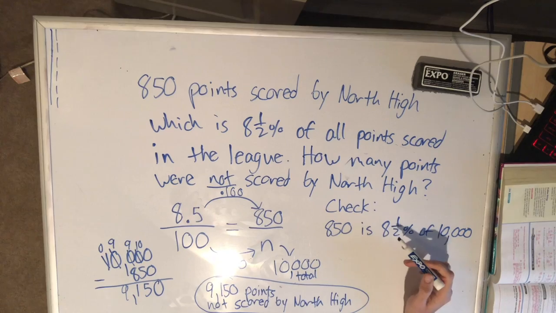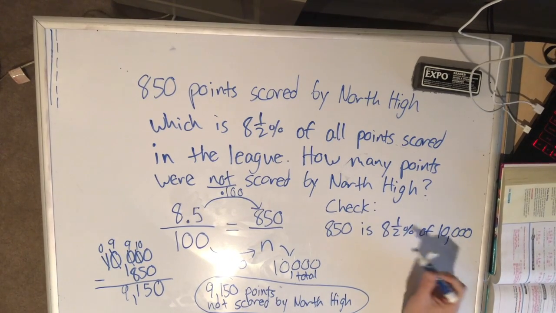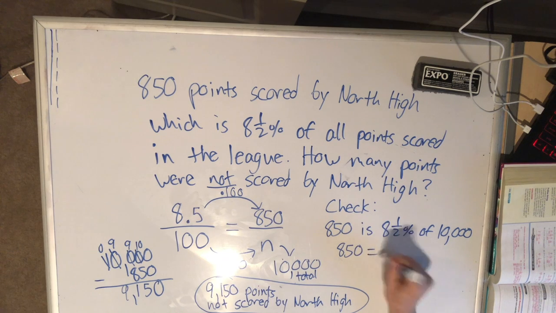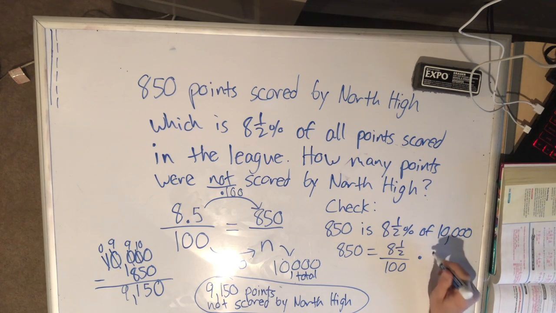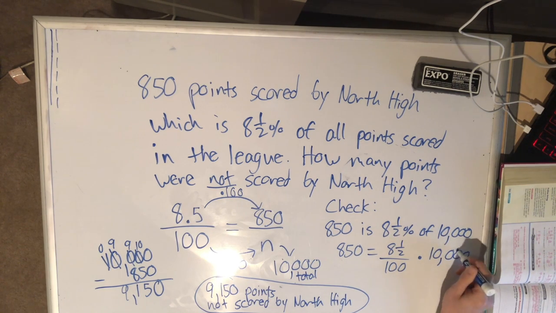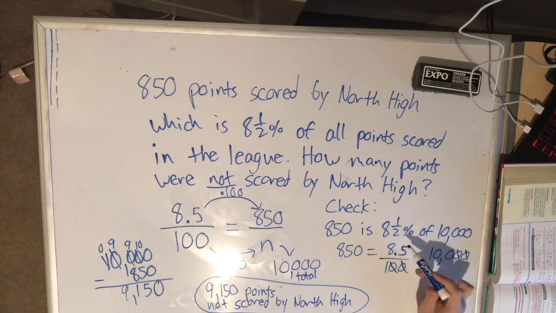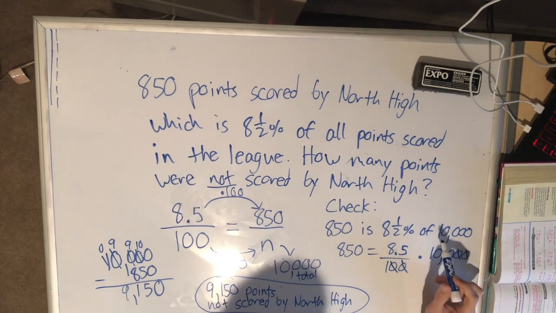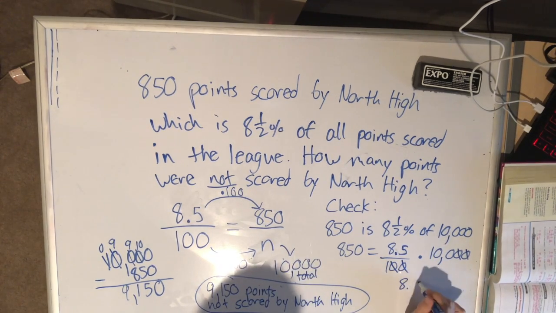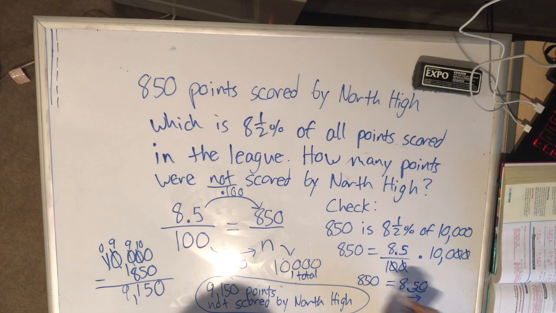And to check the answer, you could see if 850 really is 8.5% of 10,000. 8.5% is 8.5 over 100. Of 10,000 is times 10,000. Cancel out 2 zeros on top with 2 zeros on the bottom when multiplying. 8.5 is equal to 8.5, and 8.5 times 100 is 850, because when you multiply by 100, you move the decimal point 2 places to the right, putting as many zeros as you need at the end of the decimal number. And that's going to give you 850. So 850 equals 850, which is a true equation.